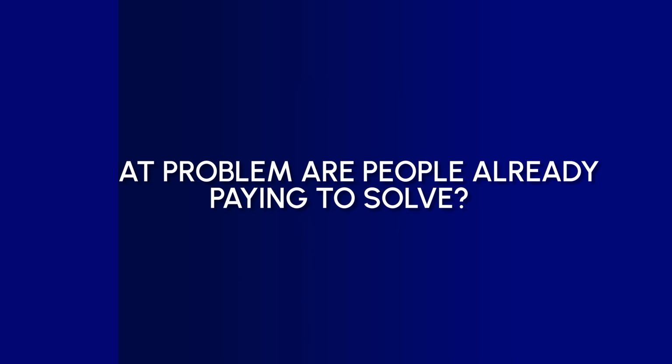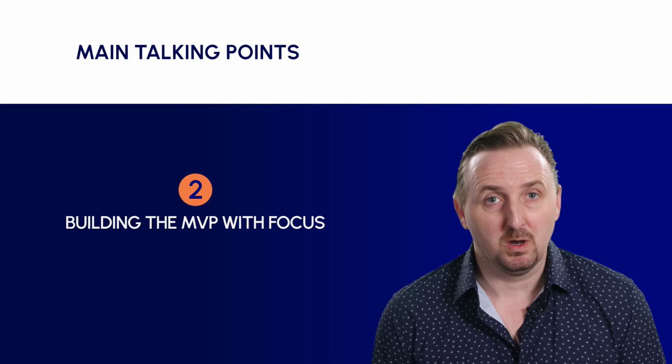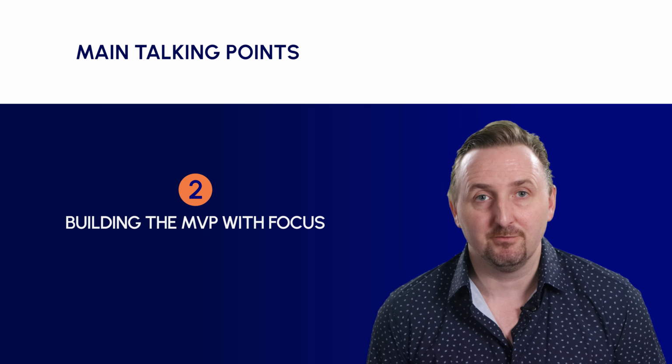So before you build anything, answer this question: what problem are people already paying to solve? If you can find a painful, expensive problem in a clearly defined niche, you've got the foundation for a real business. So you found a real problem in a real niche. Now it's time to build. And this is where restraint becomes your superpower. Your MVP, your minimum viable product, should do one thing. Just one. Not 3 features, not a full platform. One core feature that solves the core pain.